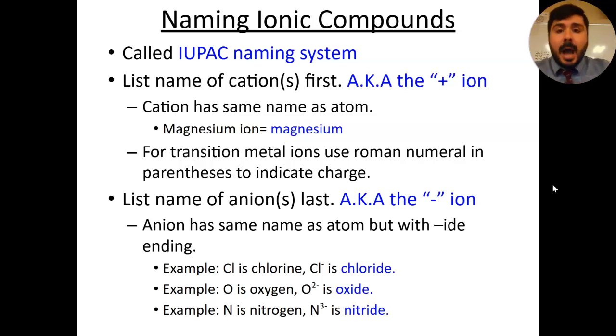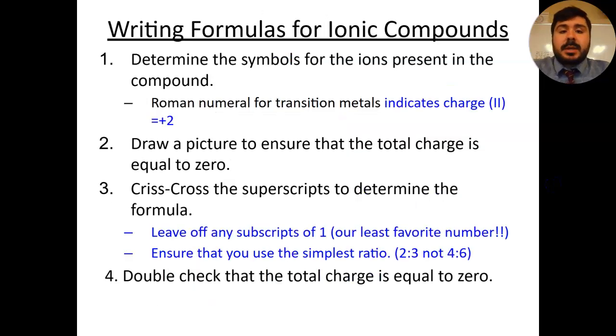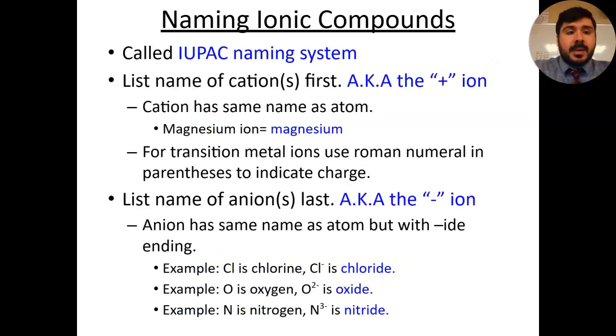Okay, naming ionic compounds. Well, the previous slide tells us how to go from the name of a compound to the formula. This slide tells us how to go in reverse, how to take the formula and transition it into the name. It utilizes what's known as the IUPAC naming system. Here are 2 basic rules of thumb, and they're different for a cation, or positive ion, and for any of our anions, or negative ions.